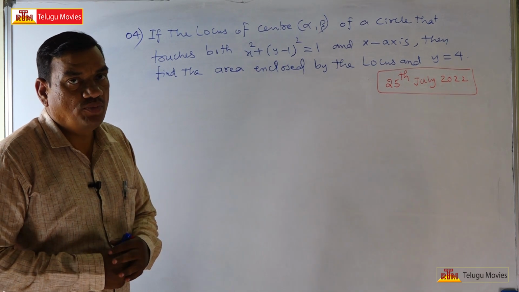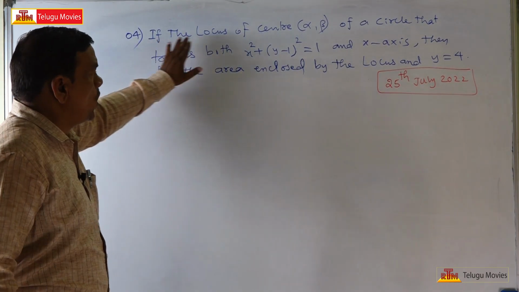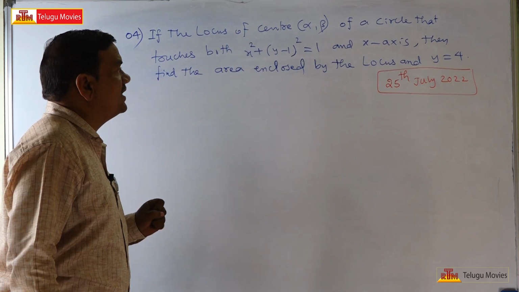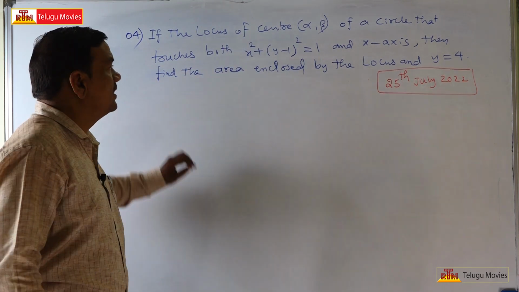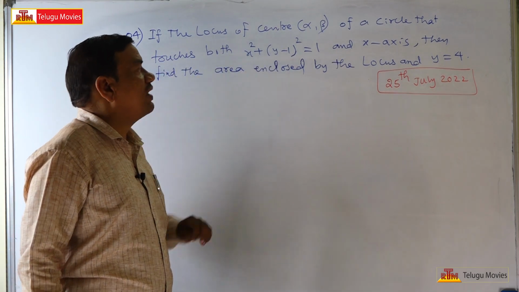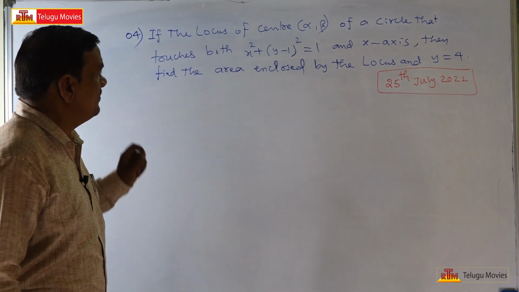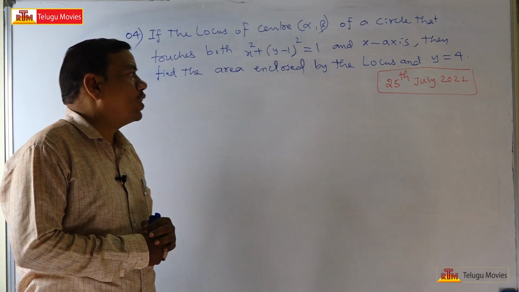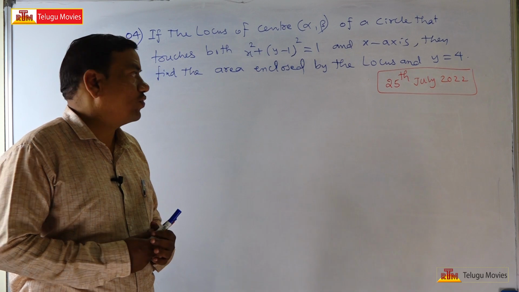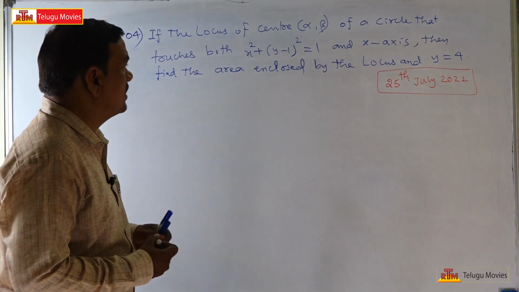Dear students, welcome to the next problem. The problem is: the locus of the center (alpha, beta) of a circle such that it touches both x squared plus (y minus 1) whole squared equal to 1 and the x-axis. Then find the area enclosed by the locus and y equal to 4. First of all, I will draw this curve.